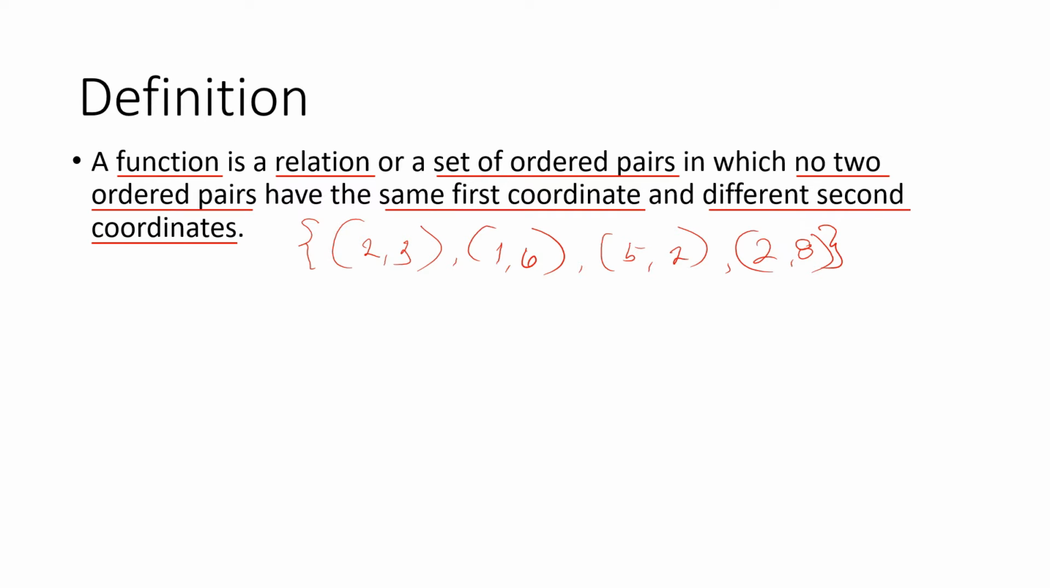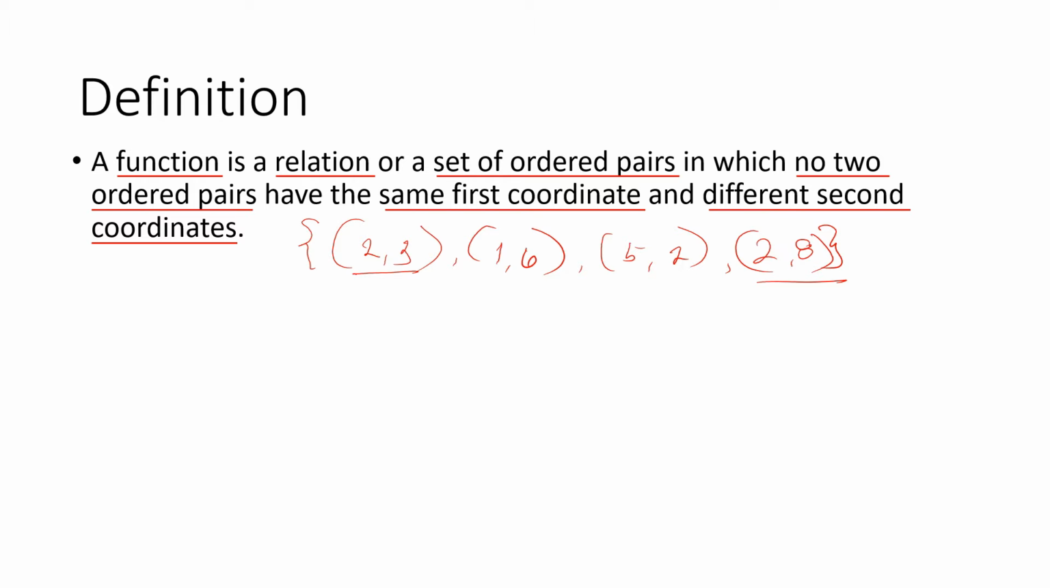Now, let us determine if this relation is a function or not. Let us examine every ordered pair that we have. In (2, 3), 2 is paired with 3; in (1, 6), 1 is paired with 6; in (5, 2), 5 is paired with 2; and in (2, 8), 2 is paired with 8. This relation cannot be considered a function because it violates the definition. Why? Because we have two ordered pairs, (2, 3) and (2, 8).